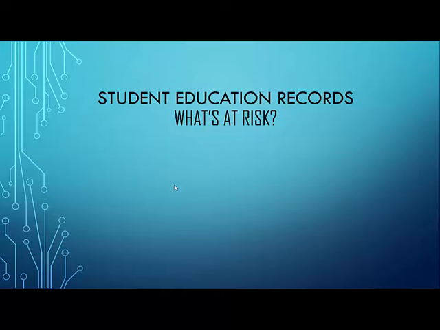Okay, so we're going to be talking about student education records, what the definition of a student education record is, and what the risks are to your child.